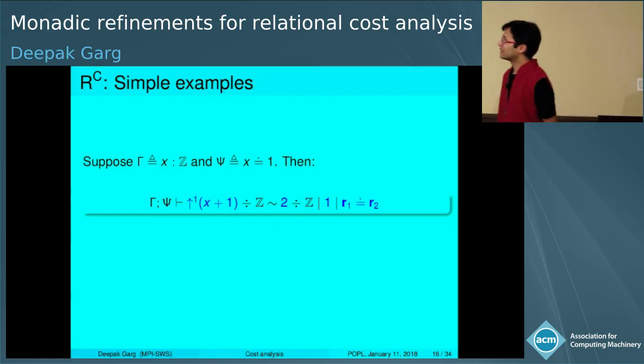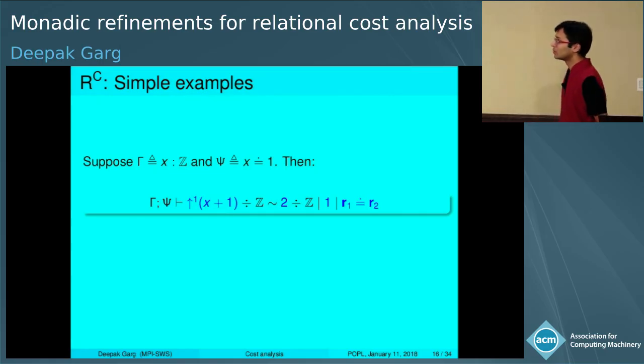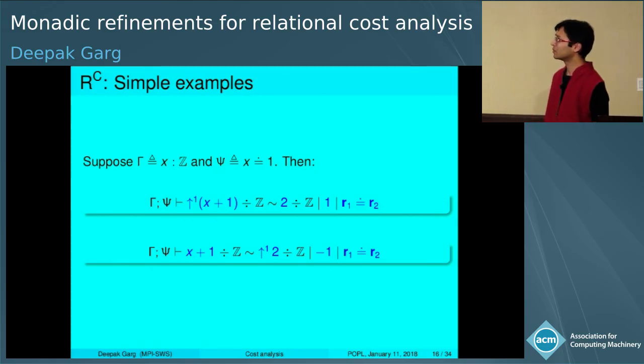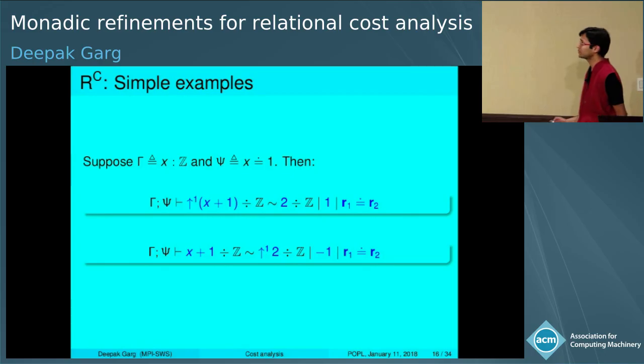Just to take another simple example, we earlier compared x plus 1 and 2 when x was 1. Now let's compare tick 1 then x plus 1 to 2. This is exactly the same as the previous example, except that there's an additional cost of 1 on the left. And if you compare this, the post condition is still R1 equals R2 because the results are still equal when x is 1. But importantly, the relative cost is 1 because on the left you have a cost of 1, on the right you don't have any cost. If I flip the tick 1 from the left to the right, so I compare x plus 1 to tick 1 then 2, then everything remains the same except that the relative cost now becomes minus 1. So this should give you an idea of how relative cost works.